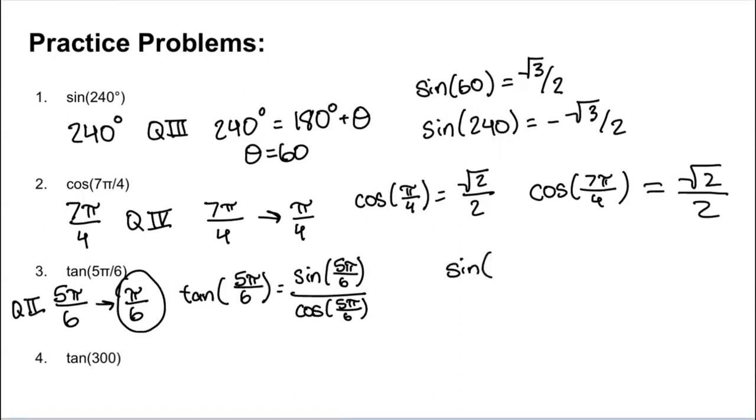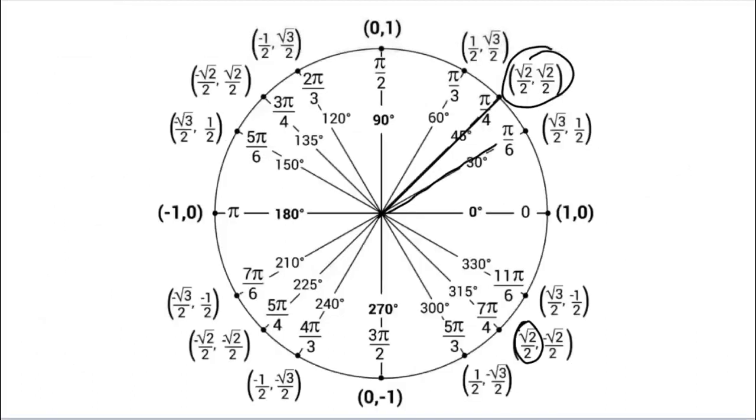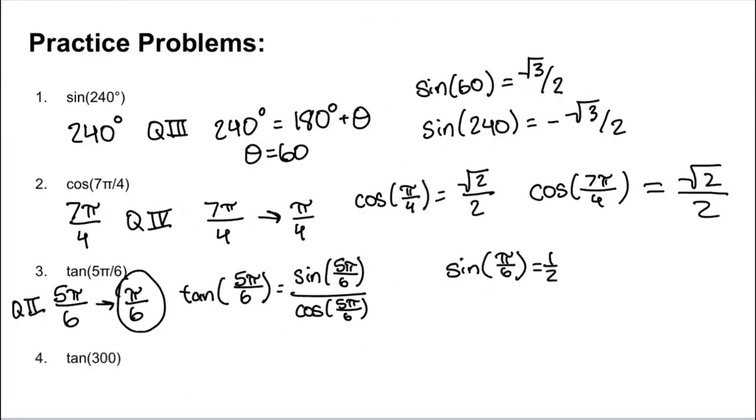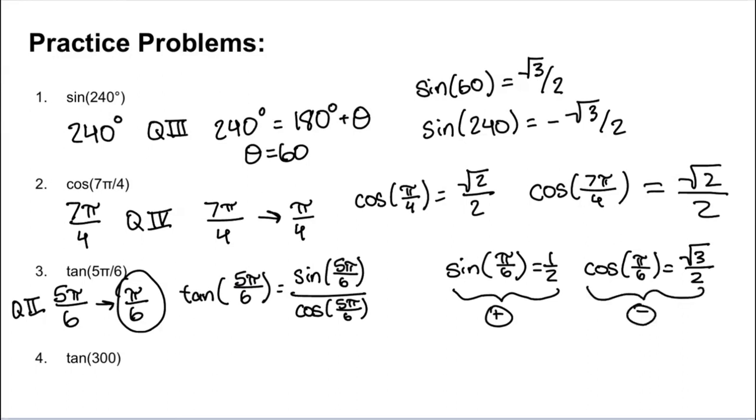So sine of pi over 6, let's look at our unit circle, pi over 6. Our sine is 1/2. And our cosine of pi over 6 is equal to the square root of 3 over 2. In quadrant 2, sine is negative. Or rather, sine is positive. My apologies. And cosine is negative. So this is going to be equal to 1/2 over negative root 3 over 2.